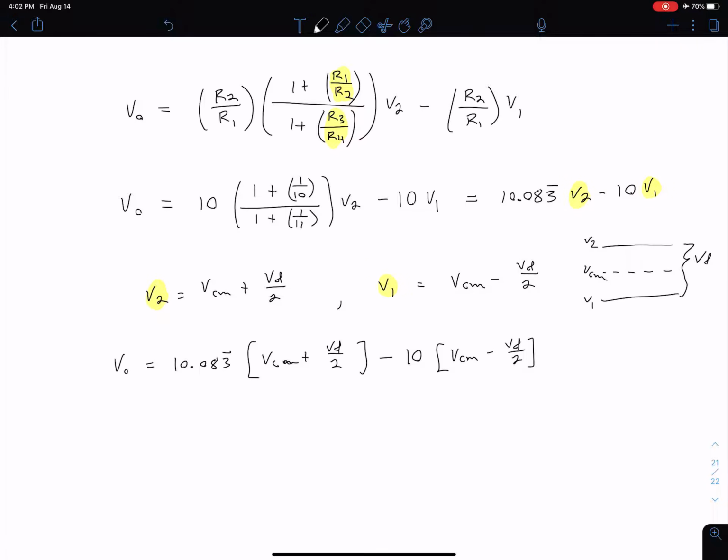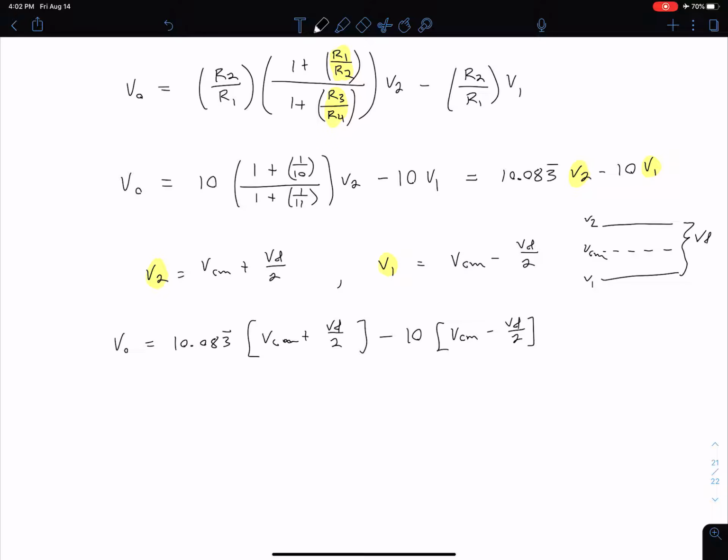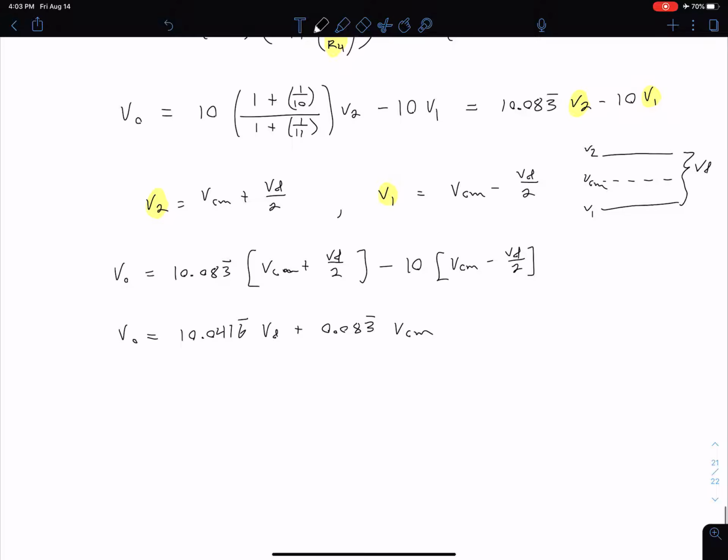Now if we factor out our terms and collect like terms, we'll get V0 is equal to 10.0416 times our VD plus 0.083 times our VCM. And now this looks like that general form for our difference amplifier. We said that was V out equals AD times VD plus ACM times VCM. So essentially now we're just going to pull out our AD and ACM terms from this equation.